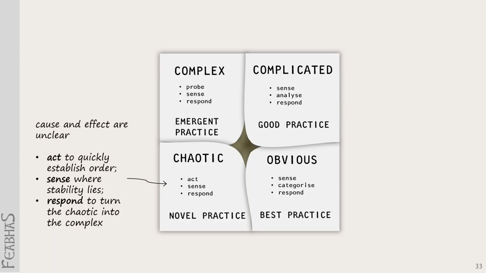In such projects, what we have to do is act very quickly to establish order, get some stability in the project, find out where that stability is, and then attempt to turn that chaotic project into a complex project. Once we have a complex project, it is more or less under control, then we can start to experiment and find out what works and what doesn't.